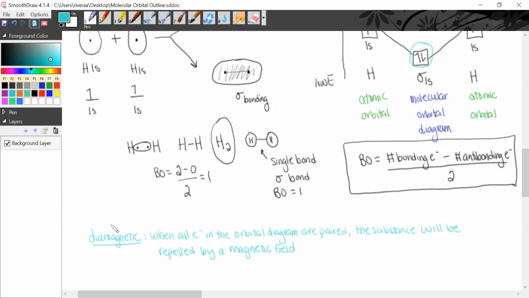And if you're wondering why do I care if it's attracted to a magnetic field or repelled by a magnetic field? It's a property of the substance. We actually use it a lot. They'll take diamagnetic, or the opposite called paramagnetic, which we'll talk about in a minute. They'll take these substances and they will attach them to biomarkers.